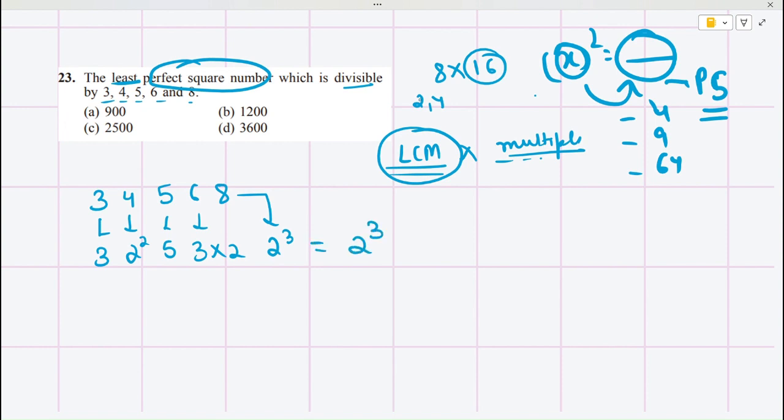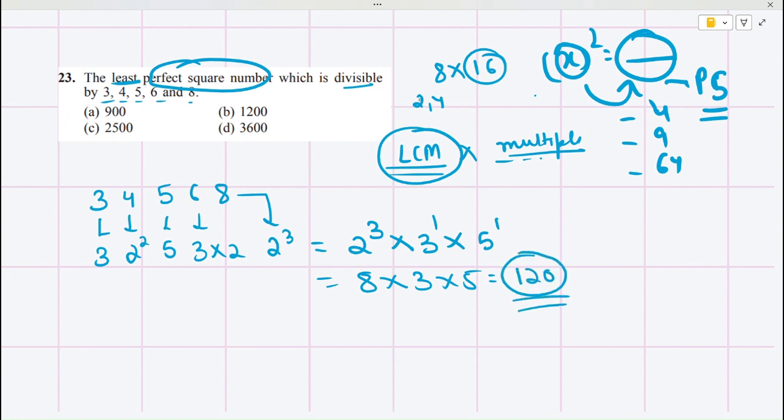So in the LCM we will take 2 raised to the power 3. Then we'll take 3 raised to the power 1, because that is the maximum value present here. And then we'll take 5 raised to the power 1. So if you multiply these, see, we'll have 8 and then 3 and then 5. 8 and 5 will be 40, and 40 times 3 will be 120, which means that 120 is a multiple of these numbers, that is 3, 4, 5, 6 and 8. That is, 120 is the least number which is completely divisible by all of these.